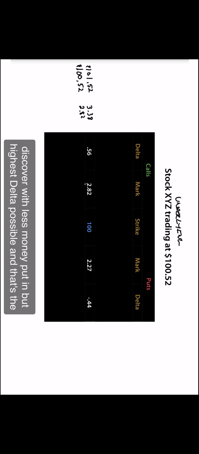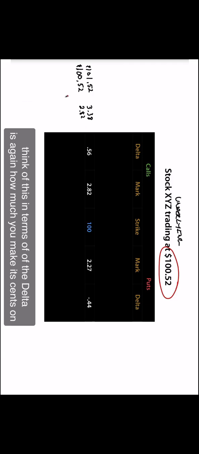This is very, very important because higher deltas, as you'll see, pay better. You'll see this. Higher deltas pay better. And so it's kind of this game we're going to begin to discover with less money put in, but highest delta possible. And that's the game we're going to play. The reason we're buying the option, if we're a buyer, is we don't want to spend $100 to control it. We only want to spend $2.82 to control it.